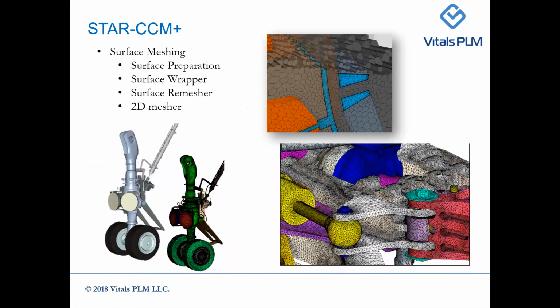Surface meshing, you can prepare the surface for volume meshing, and then there is an option for surface wrapper. If you have a complicated geometry, you can wrap the surfaces easily and get a closed volume. You can do surface remesher and also 2D meshers.